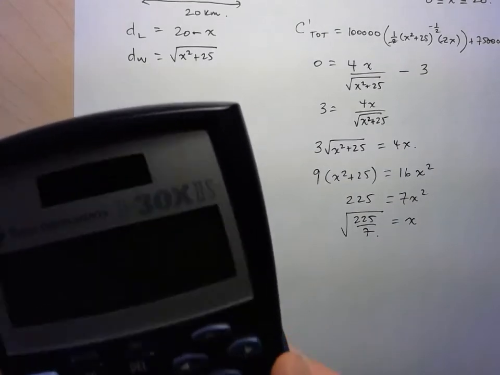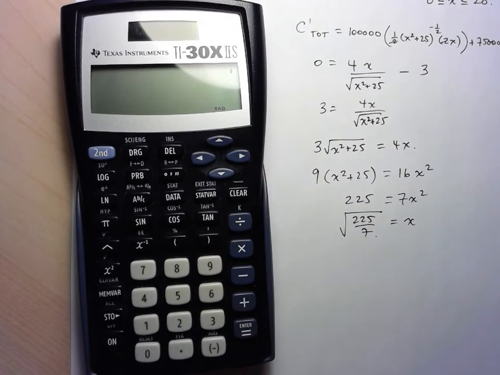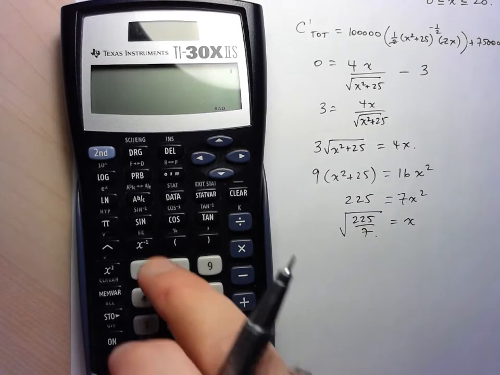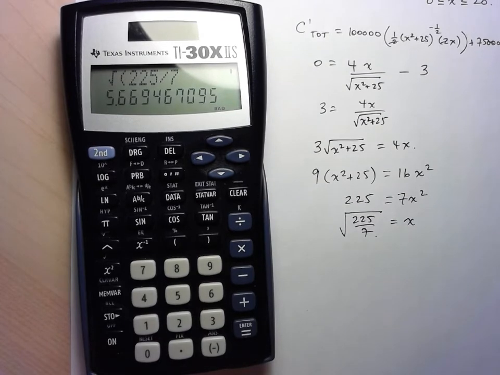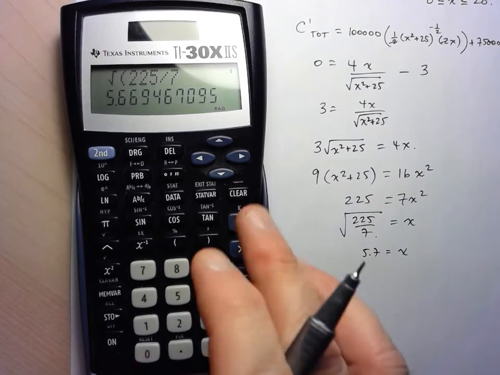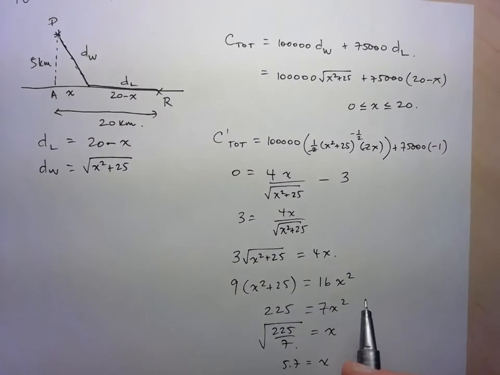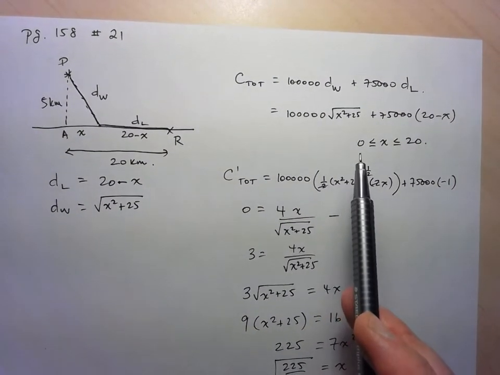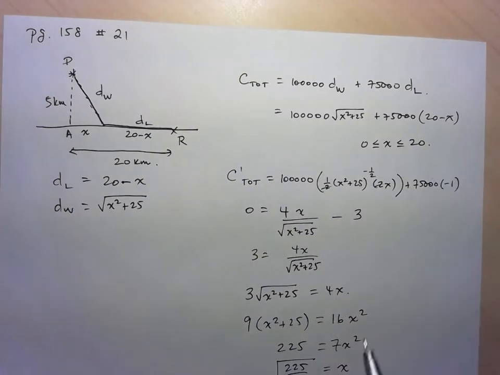Okay, so we have to determine now what's going to give us the minimum cost. So let's first of all get a quick estimate here. So we have the square root of 225 divided by 7 gives us about 5.7. Okay, so how do we determine whether this is a minimum value indeed? Well, again, we've got a closed interval here, so I could test the value at 0, at 20, at 5.7.